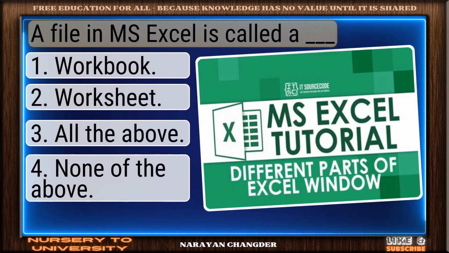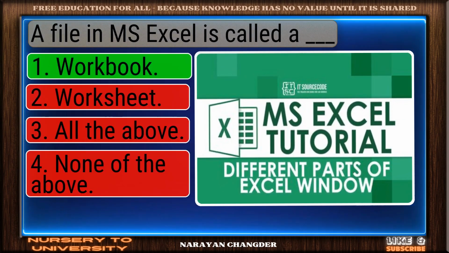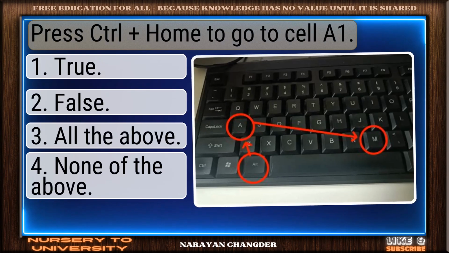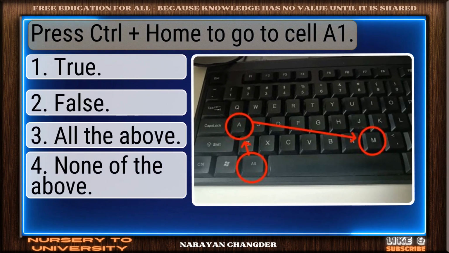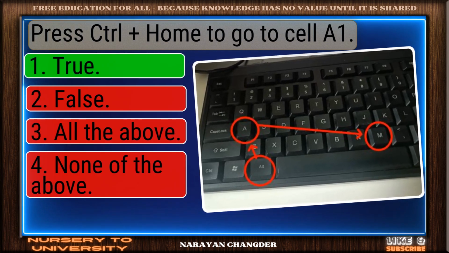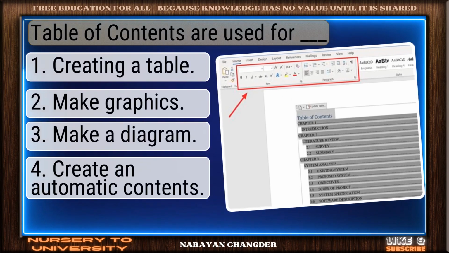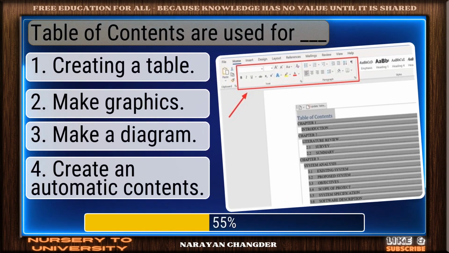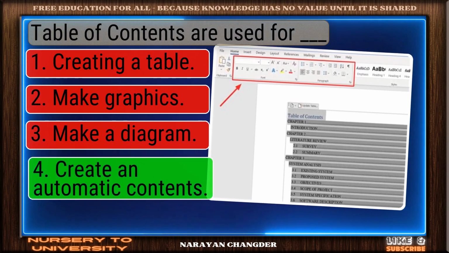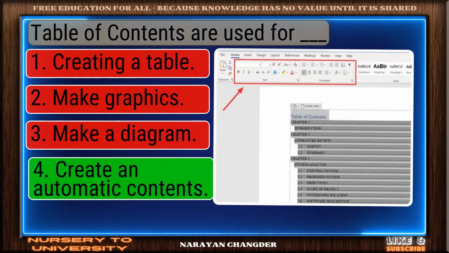A file in MS Excel is called a dash. Correct response. Workbook is the most accurate answer. Press Ctrl plus Home to go to cell A1. Well picked. True is the correct answer. Table of contents are used for dash. Clear logic. Your choice create an automatic contents is sound and 100% true.